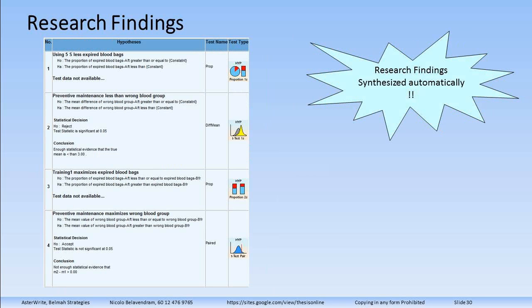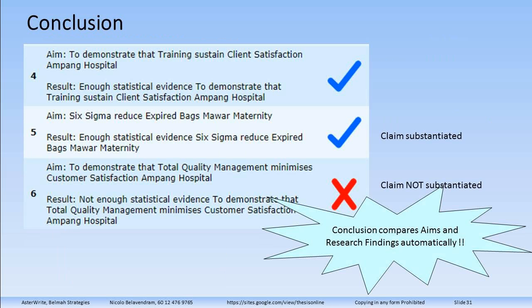It detects all the tests you have conducted and summarizes the sub-research statement, null and alternate hypothesis, the statistical decisions, and the conclusions. It can also detect if your test is not populated with data and prompts "test data not available". Cascading from the research findings, AsterWrite compares the aims and the results for each research or sub-research statement. If the test result rejects H0, AsterWrite substantiates this by "enough statistical evidence that the statement is proven". If the test result does not reject H0, AsterWrite substantiates this by "not enough statistical evidence for the statement".